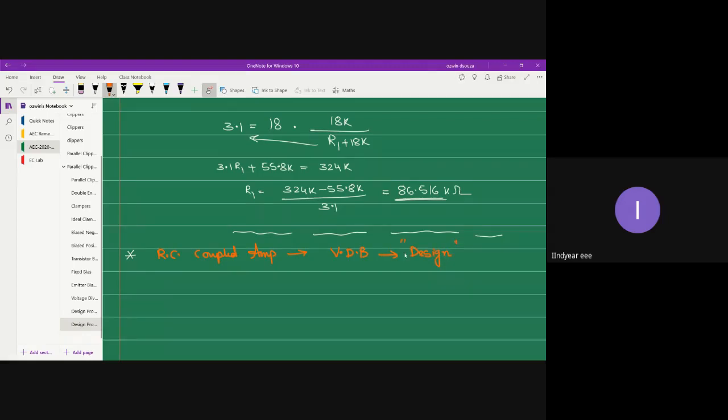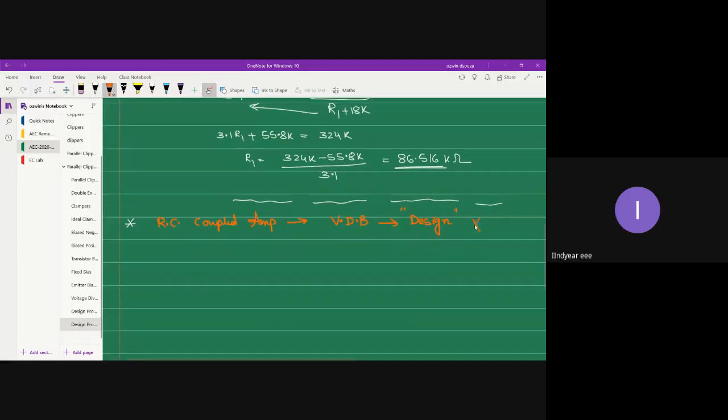I will consider the same lab circuit and solve it over here. This particular design, you can use it for 5 to 6 experiments in the electronics laboratory. So please mark it, very, very important.